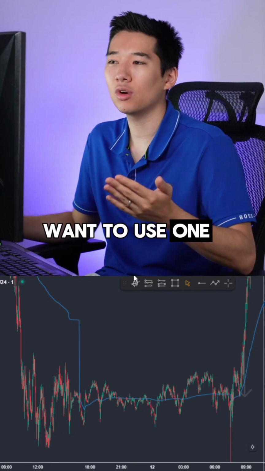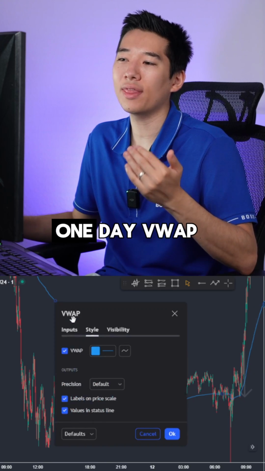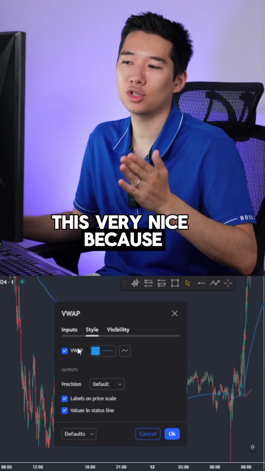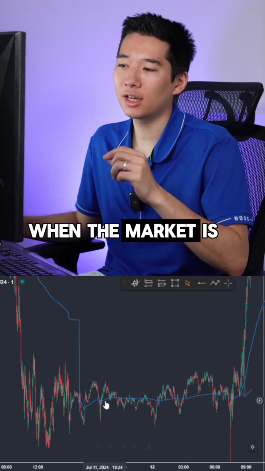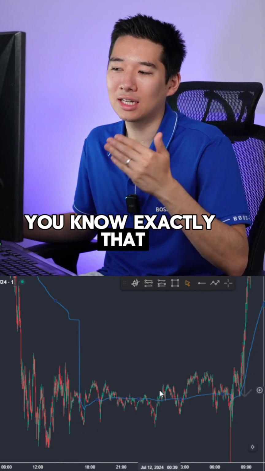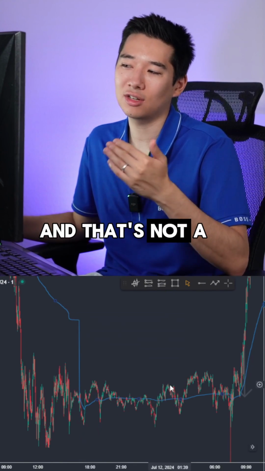If you want to use one, you go to indicators, this is the 1 day VWAP. It is very nice because it shows you the average price from the day. And very often when the market is wiggling around there, you know exactly that the market is attached to that and does not make a lot of move.